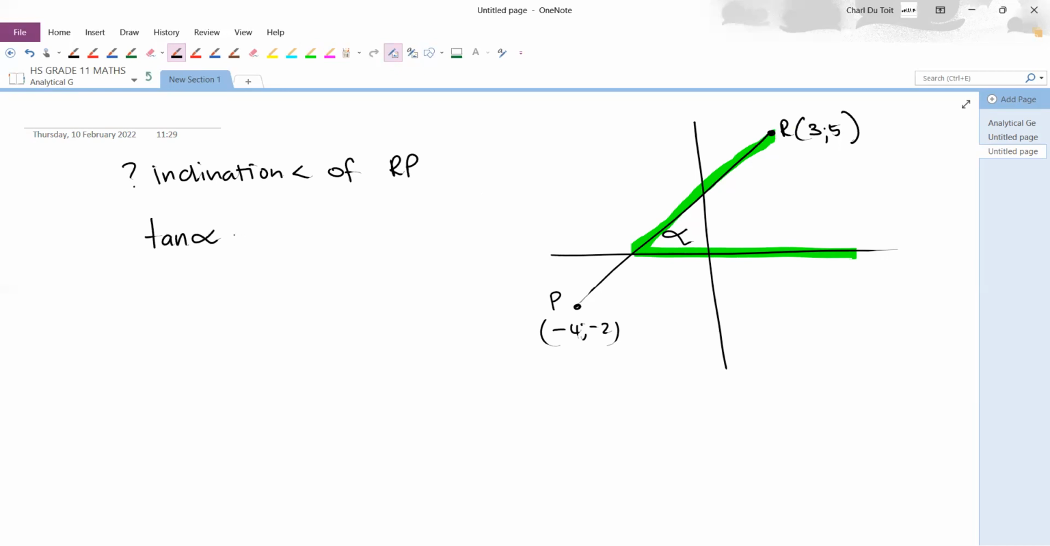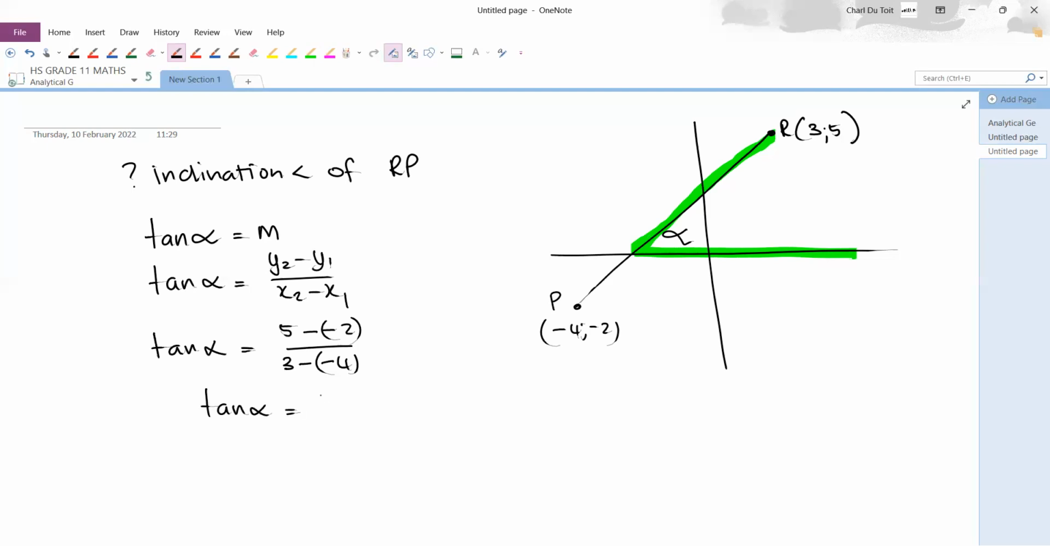Tan alpha is m. M is gradient. So tan alpha is y2 minus y1 over x2 minus x1. Let's get that gradient. Who of you can see that the gradient is 1? It's 5 minus 2 over 3 minus 4. And that's 7 over 7, which is 1. So tan alpha is 1.